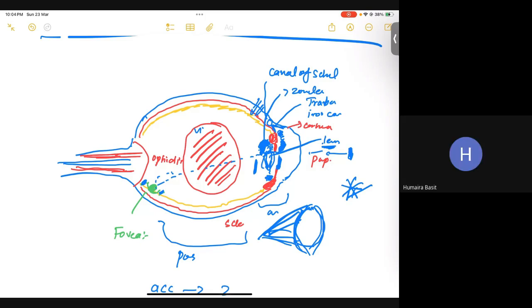Yes. Okay, perfect. So we have some pathology which is associated with increased intraocular pressure. So what do we mean by increased intraocular pressure?